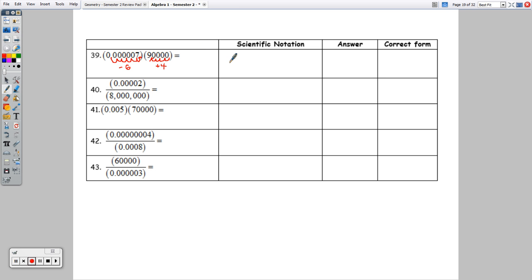So this rewritten in scientific notation looks like this, with the individual pieces at least. And then we multiply stuff together. So 7 times 9, that's 63. And then times 10 to the negative 6 times 10 to the 4. We are going to add those exponents since we have the same bases, and we're multiplying in between. So this would be 10 to the negative 2.